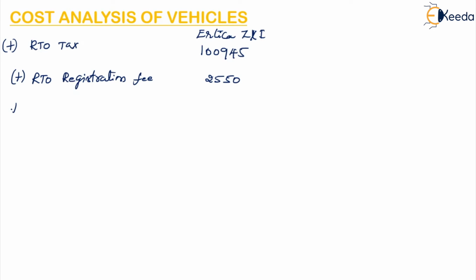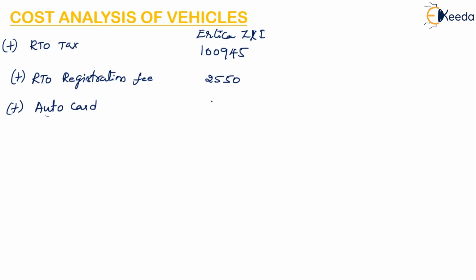2,550, plus auto card. So auto card is these days given as a complimentary card, or we can say a discount card. Whenever you go for your servicing, there will be some discount if you have this card. So that is the meaning of this auto card. So for this auto card, while you are purchasing the car, you will have to pay some 470 rupees.